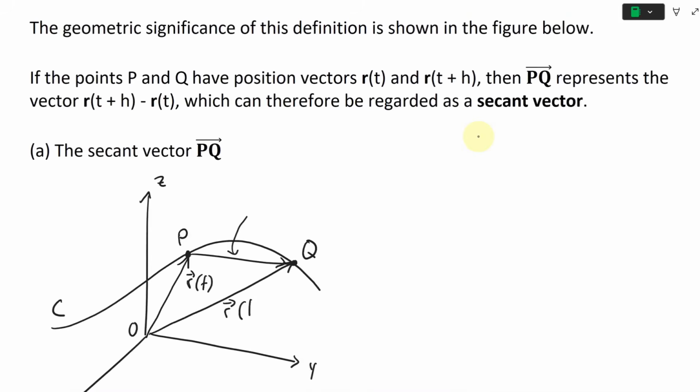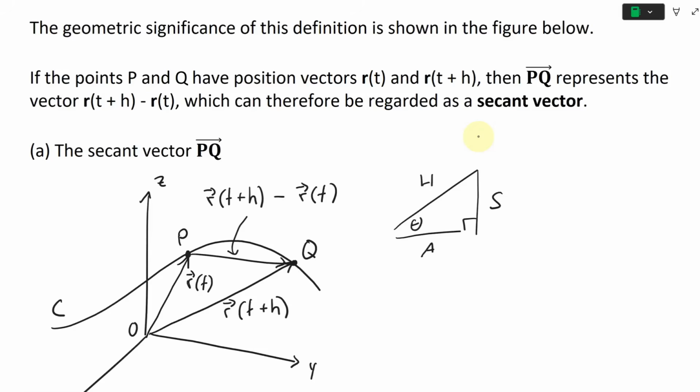This one is r of t plus h. Now this one minus this is just a basic subtraction of vectors. So this equals r of t plus h minus r of t. Here I just quickly fix that up. Also note it's called secant because, remember the trigonometry, when you had an angle like this, this would be the adjacent, this would be the secant, and there's the hypotenuse. The secant PQ is a secant vector there.